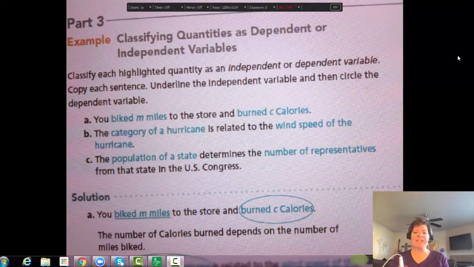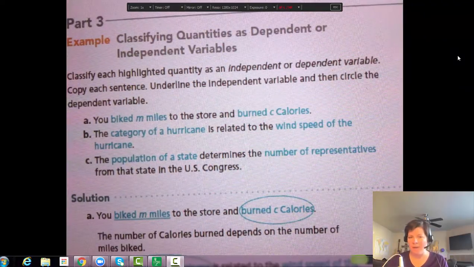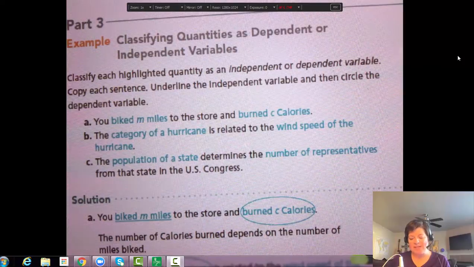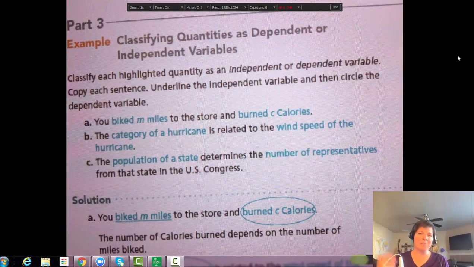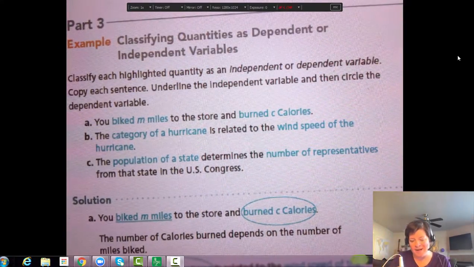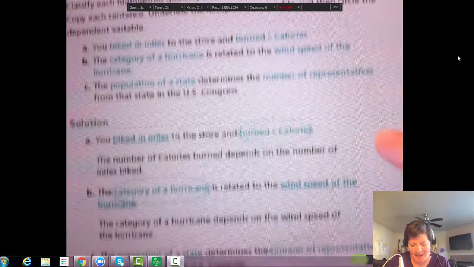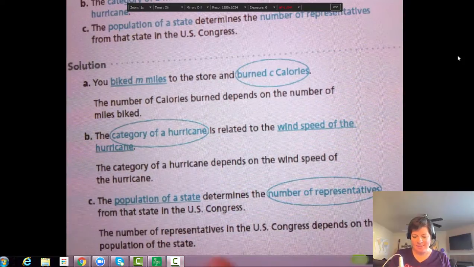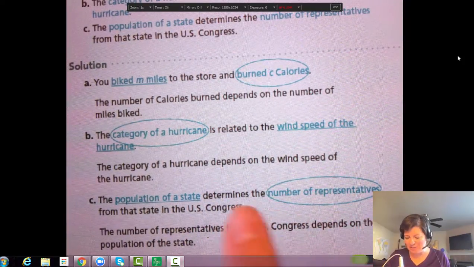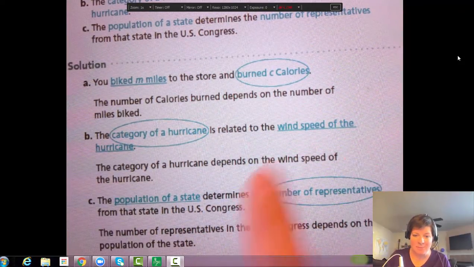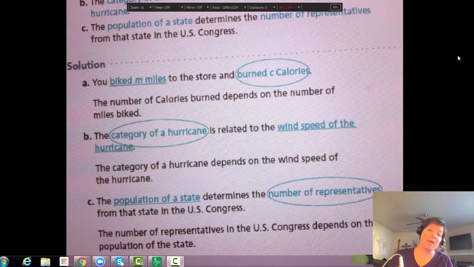Here's the last example. Oops, I showed the answer. The population of the states depends on the number of representatives that you have from the state in the U.S. Congress. So the population of the state determines, I said depends because I was thinking that way, the number of representatives. How could we think of that one? Well, the population of the state determines the number of representatives. So the number of representatives is our dependent variable because it depends on the population.